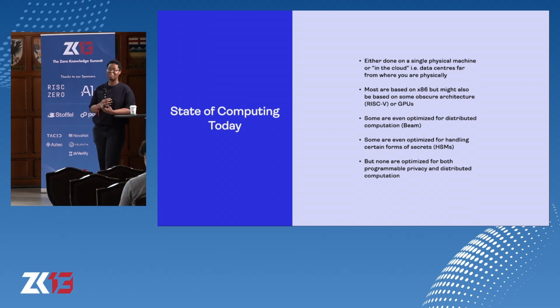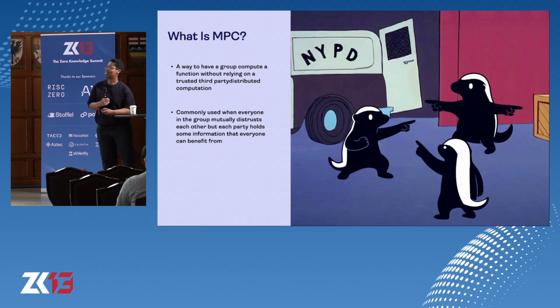Has anybody heard of Erlang or BEAM? That's optimized to run on a single runtime but multiple nodes. And there are some that are even optimized for certain forms of cryptography, like encryption, like HSMs, which banks use. But none of these really capture both distributed systems and programmable privacy. And so today we're going to talk about how this works in MPC.